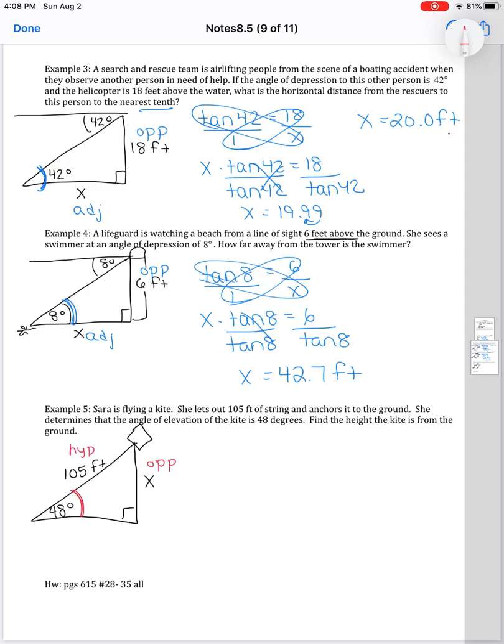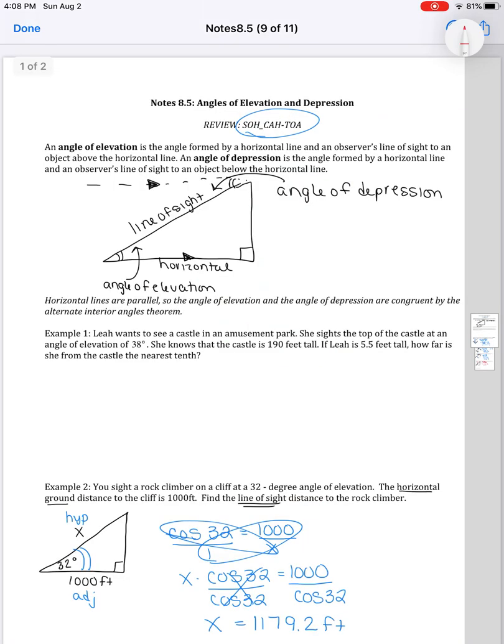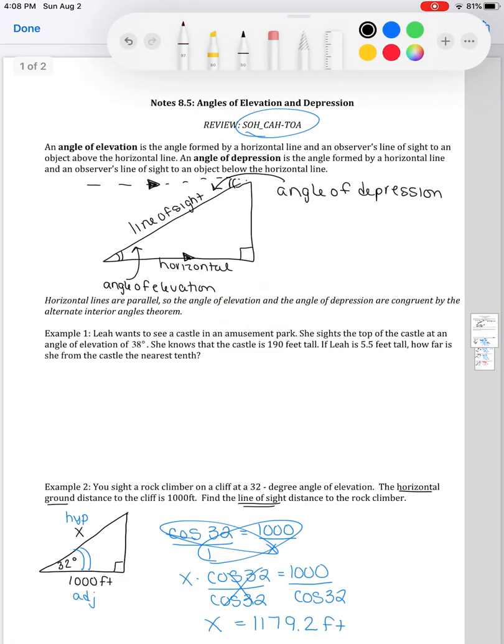All right, according to this, we've got 48. We've got the opposite side, and we have the hypotenuse. If we have opposite and hypotenuse, that's sine. So the sine of 48 equals opposite over hypotenuse, proportion. And then just remember, you never put two numbers next to each other. So it's 105 times the sine of 48, which gets us about 78.0 feet for a final answer for that.